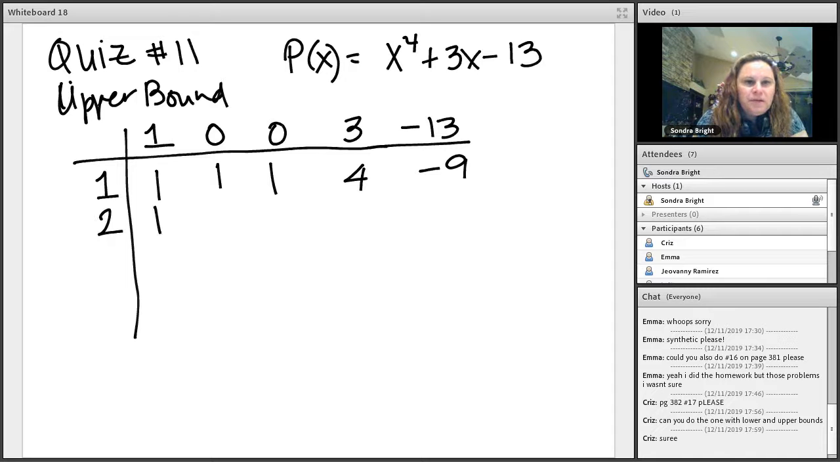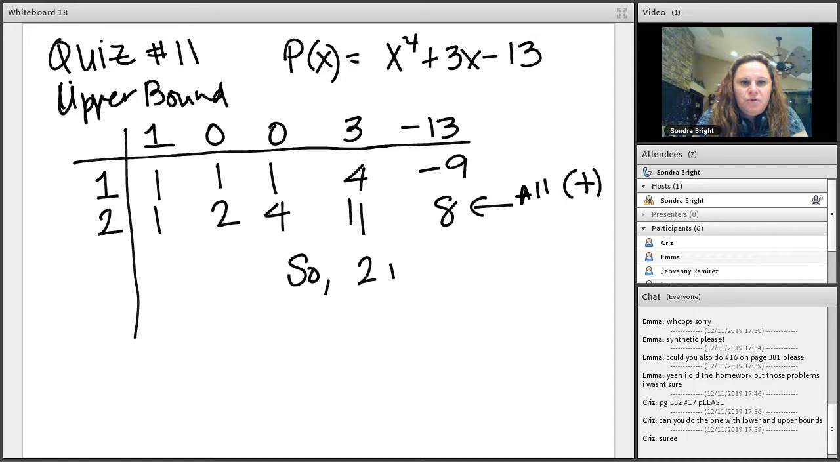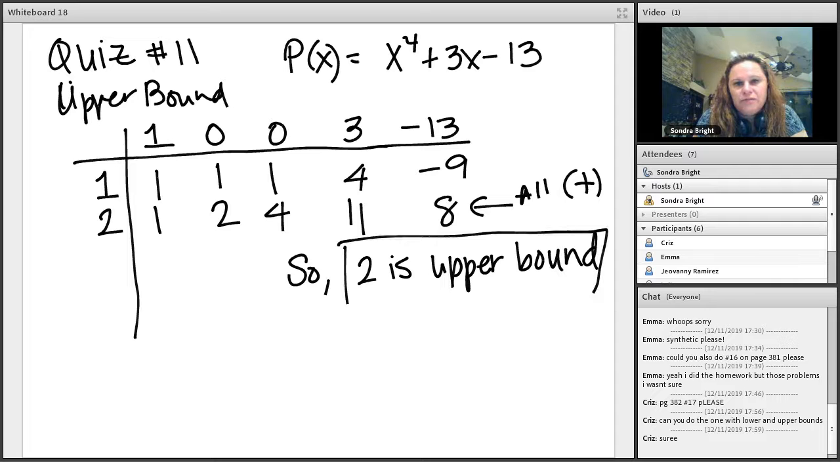Try 2, bring down the 1, 2 plus 0 is 2, 4 plus 0 is 4, 4 times 2 will be 8, plus 3 will be 11. 11 times 2 is 22, minus 13 will give you 9. All of these guys were positive, which means that 2 is the upper bound. Well, it's an upper bound, but then it is the least upper bound because it's the first one that showed up.